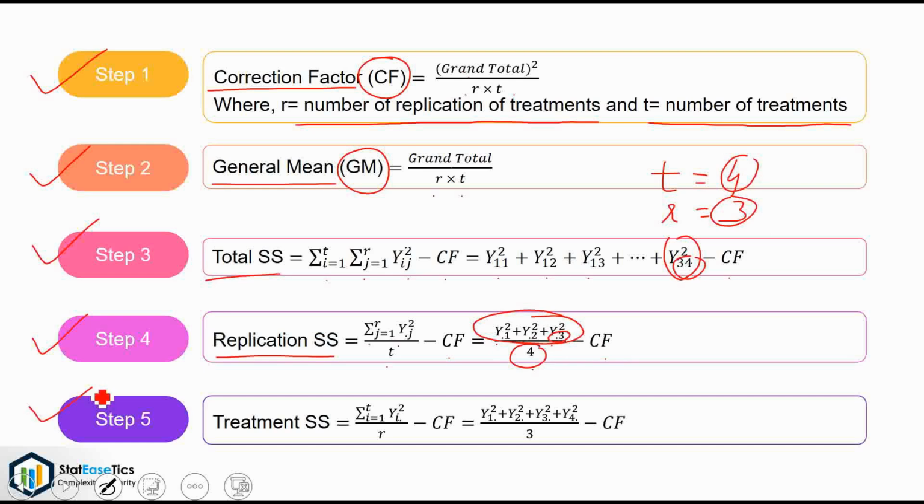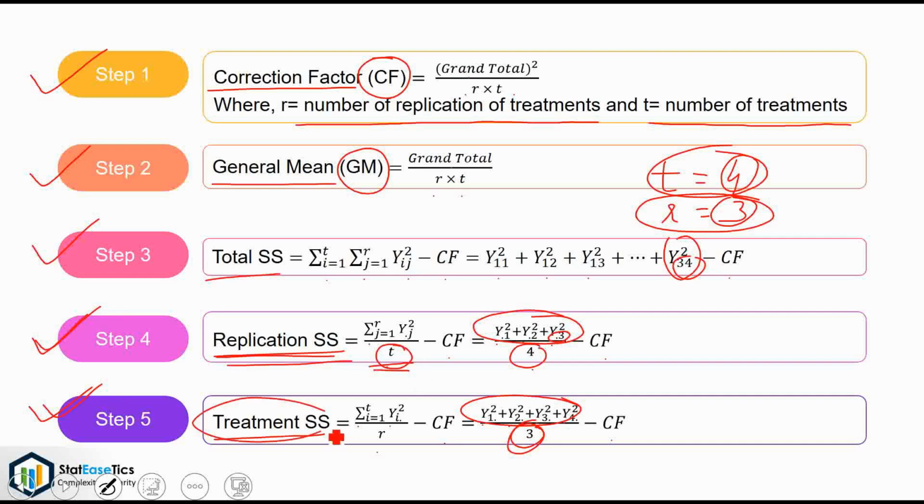Step 5 is calculation of treatment SS, which is equal to summation i equals 1 up to T, Yi dot square divided by R, minus CF. For our example, we can write it as Y1 dot square plus Y2 dot square plus Y3 dot square plus Y4 dot square divided by 3 minus CF, because we have 3 replications and 4 treatments. Here, in the formula for replication and treatment SS, the denominator in case of replication SS is the number of treatments, that is T, and in case of treatment SS, it is the number of replications, that is R.